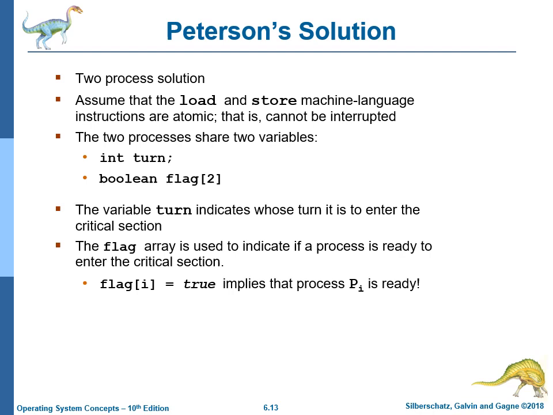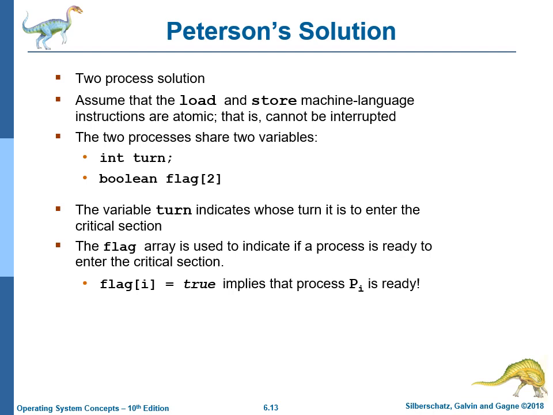However, we present the solution because it provides a good algorithmic description of how to solve the critical section problem and illustrates some of the complexity involved in designing software that addresses the requirements of mutual exclusion, progress and bounded waiting. So although Peterson's solution is a classic software solution, it is not guaranteed to be usable in modern computer architecture. But why do we discuss this kind of solution? Because it provides a good description of the algorithm for solving the critical section problem, where the software design can address the requirements for mutual exclusion, progress and also bounded waiting.